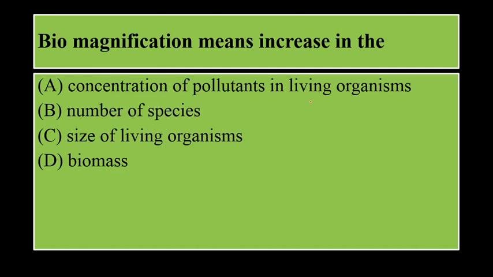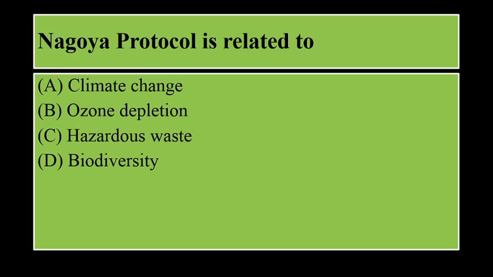Biomagnification means increase in the concentration of pollutants in living organisms, number of species, size of living organisms or biomass. So biomagnification means increase in the concentration of pollutants in the living organism. When the concentration of pollutants increases in any living organism, it is called biomagnification.